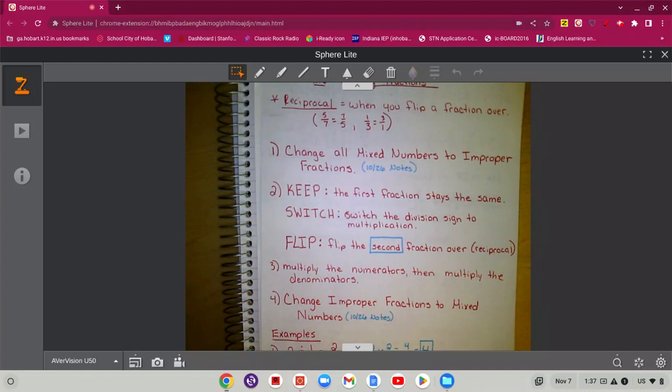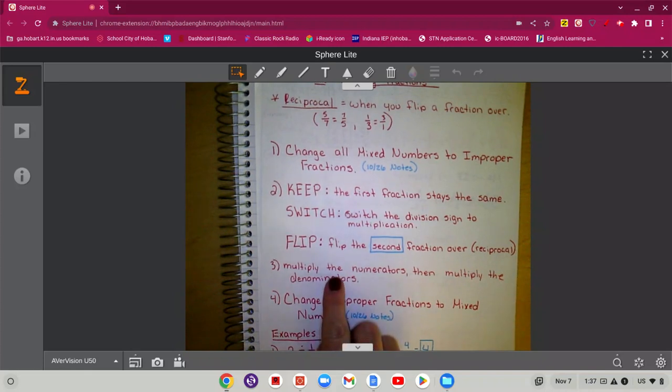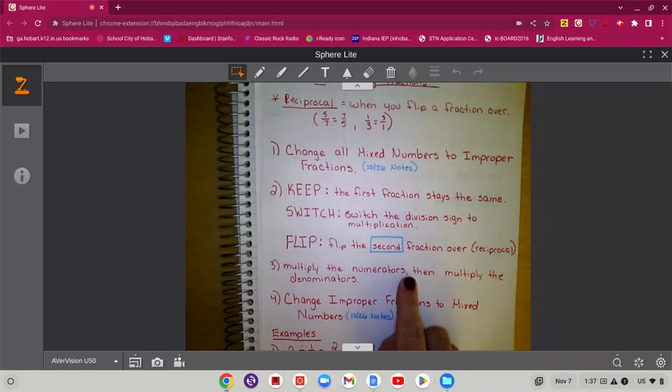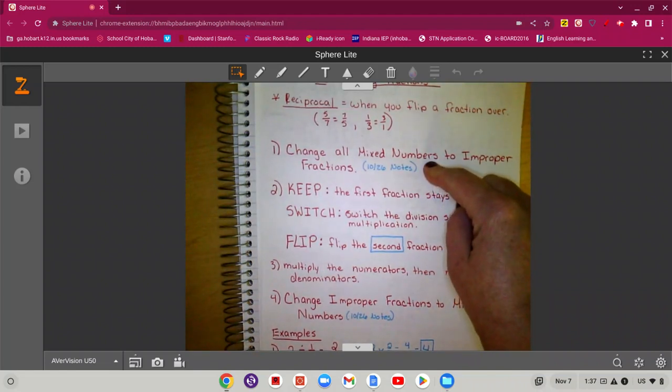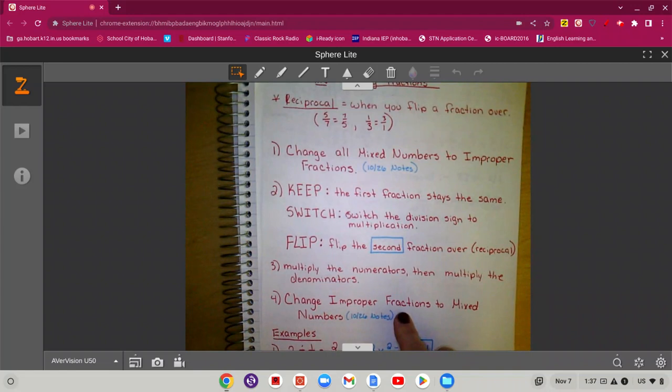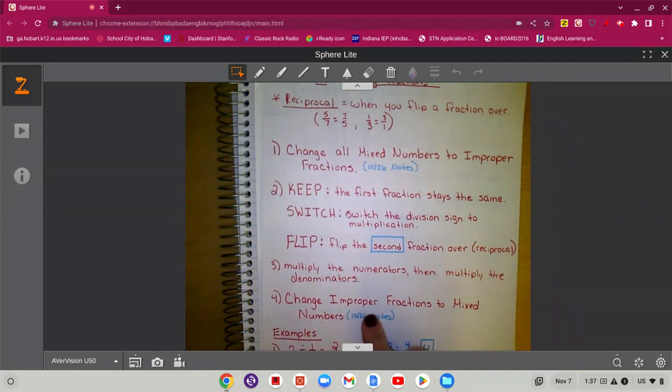Then, once you keep, switch, flip, you will multiply the numerators, multiply the denominators, and then your final step with multiplying and dividing is always to look to see if you have any improper fractions that you need to change to mixed numbers. And remember, if you forgot how to change mixed numbers to improper fractions or improper fractions to mixed numbers, you have notes on 10/26 that you can look at.